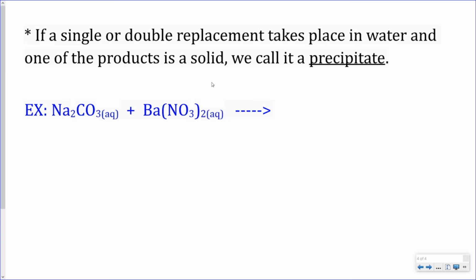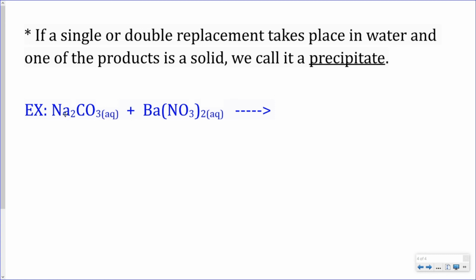One thing that we can tag on with this is if a single or double replacement takes place in water, which is very common in what we're going to be looking at, and one of the products is a solid, so we look up on that table and we get a solid, we call it a precipitate. And you probably heard that in both grade 9 and grade 10, because a precipitate is a sign of a chemical change. And here we'll actually see why.